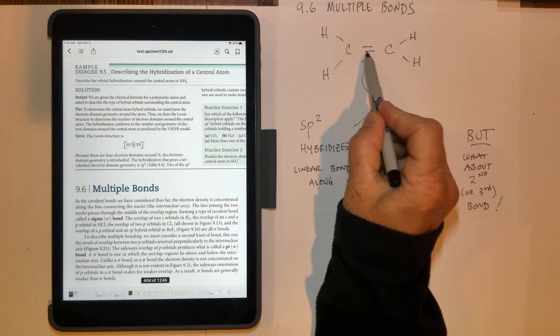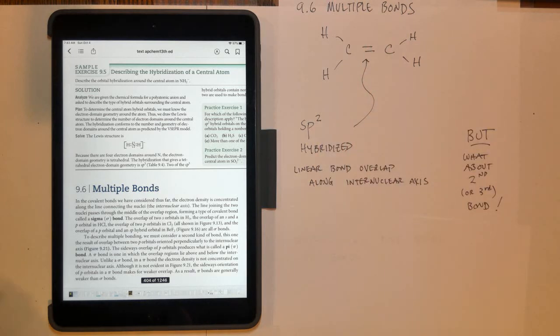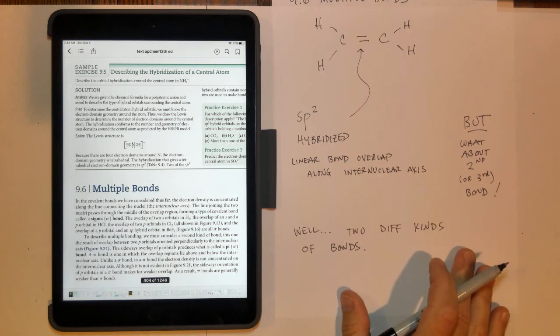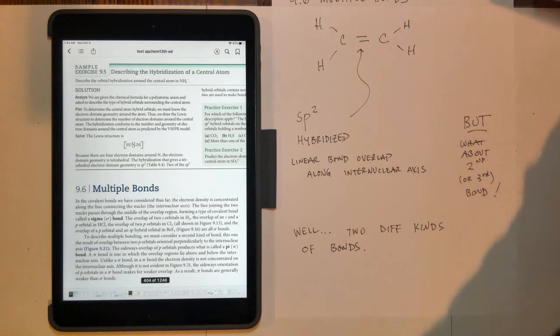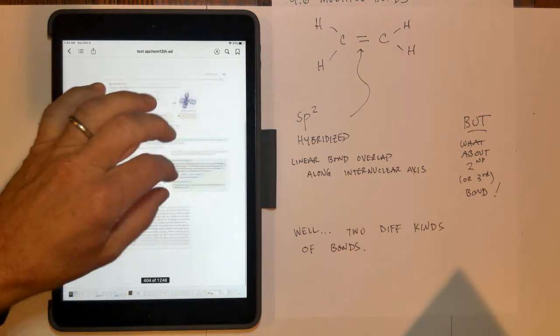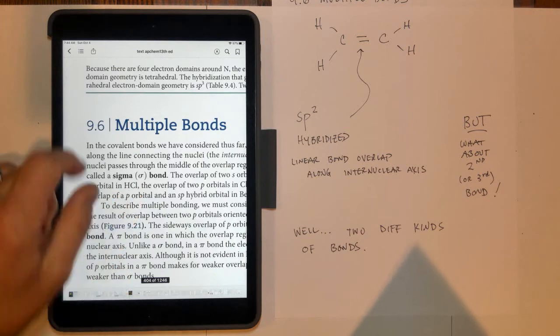So we just described one of the bonds being linear overlapping. What about this second bond? Or if something had a triple bond, what about the third bond? Well, we're now going to learn about two different kinds of bonds. And they're given Greek letter names just to be fancy because, of course, we do fancy things because we're in chemistry. So the two Greek letter names are sigma, and this is the Greek letter sigma in your book.